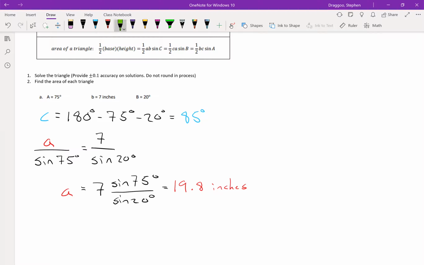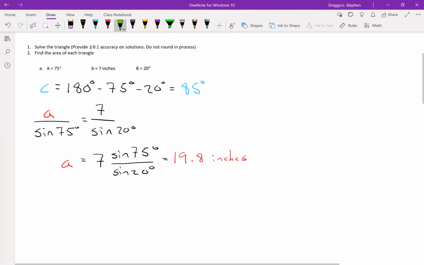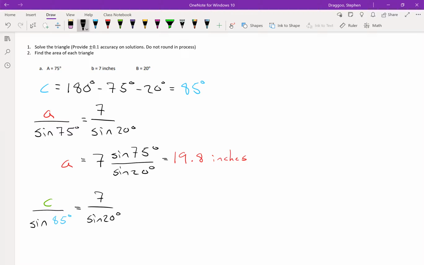And finally, let's come up with side C. So C over the sine of angle C, which we calculated to be 85 degrees, is equal to 7 over sine 20. And when I have the choice of which ratio to use out of the law of sines, since there are 3 of them, I know I'm going to need to use the ratio that contains the piece that I'm looking for, which in this case is side C.